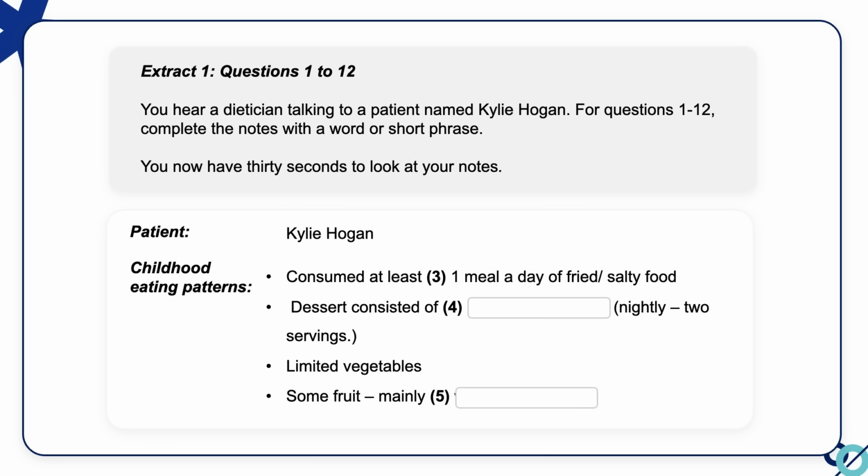Number 3 is 1 meal a day. They said she ate at least 1 meal every day at the fish and chip shop. Number 4 is cake and ice cream.